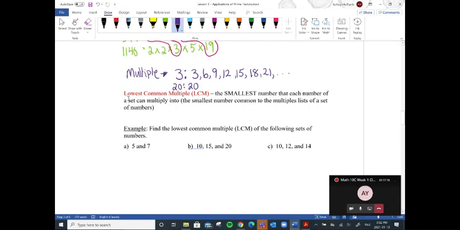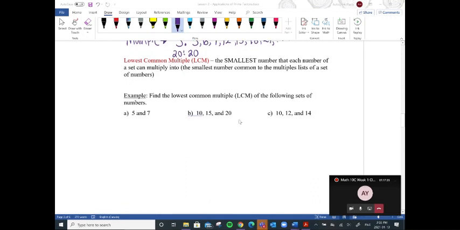So we never want to find the largest common multiple because we would never be able to find it. We'd be sitting there writing out multiples on paper forever. What we want to find is the lowest common multiple. So once we make our multiples list, we want to find the smallest number that's common to those lists.